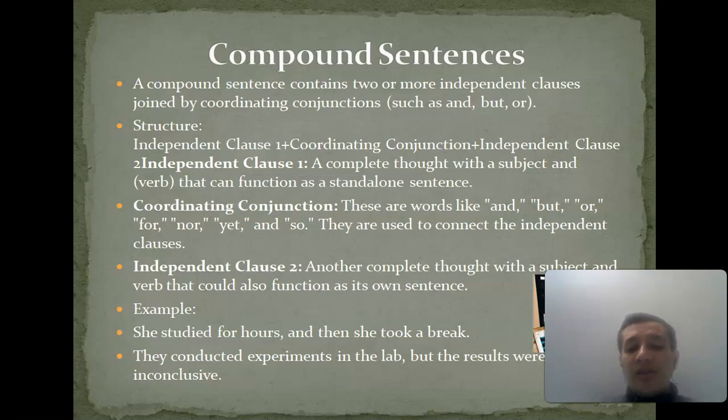They conducted experiments in the lab, but the results were inconclusive. That is also the second example. Here we can see the first independent clause: they conducted experiments in the lab. But is the coordinating conjunction. The results were inconclusive. That is the second independent clause.